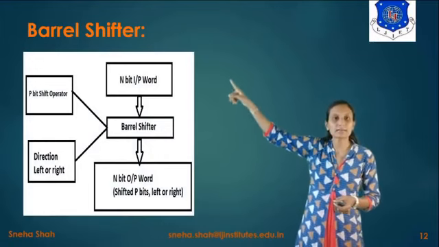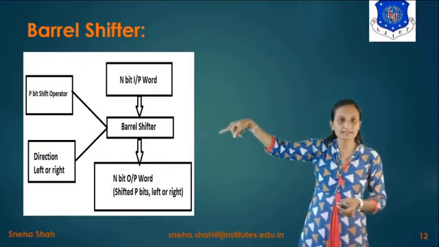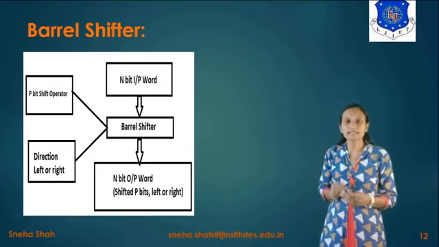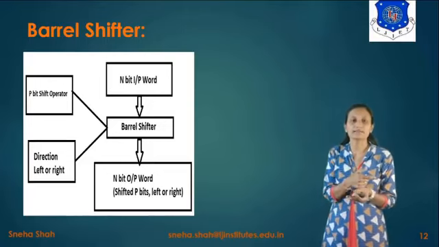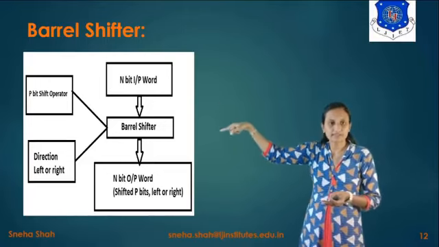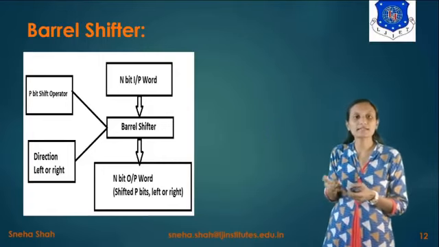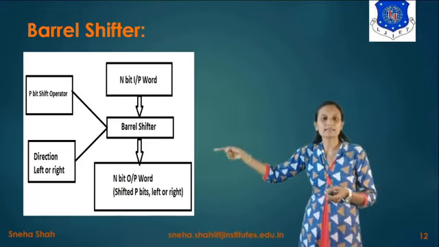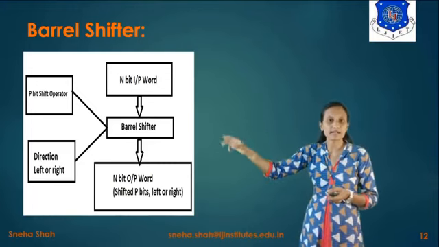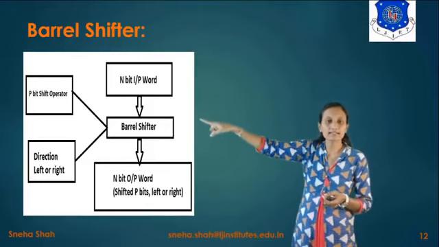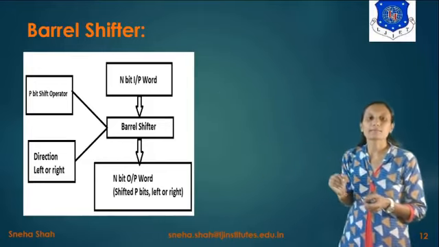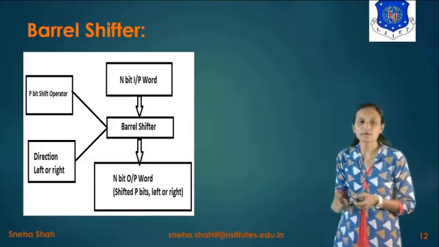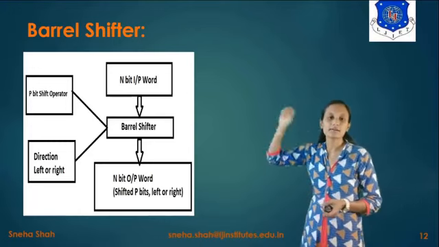In the barrel shifter we will apply the n bit input word to this barrel shifter along with how much we have to shift and the direction of the shifting, meaning whether we have to shift right or shift left. So for that we will apply the p bit shift operator, meaning how many bits we have to shift. So we will shift by p bits along with the direction. All this data is given to the barrel shifter, so it will give you the output shifted by p bits to the left or right side, and it will give you the n bit output word which is shifted as per our requirement.